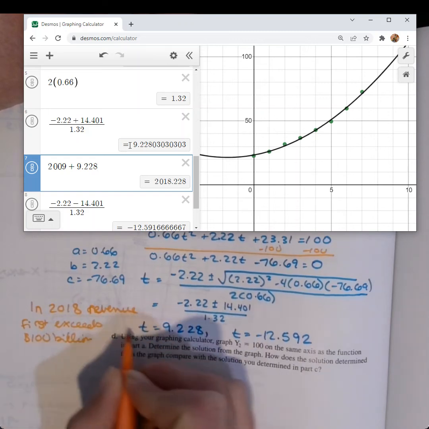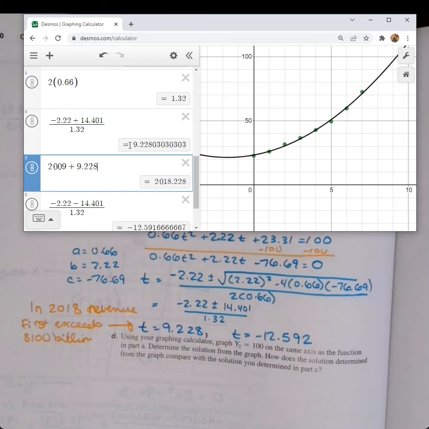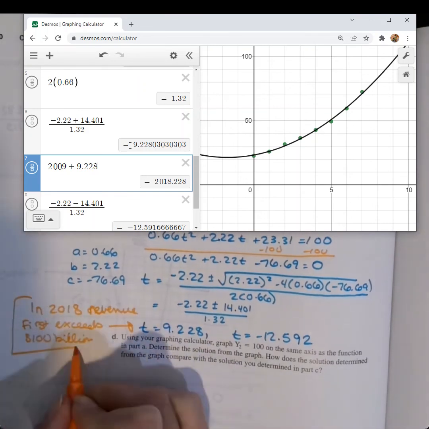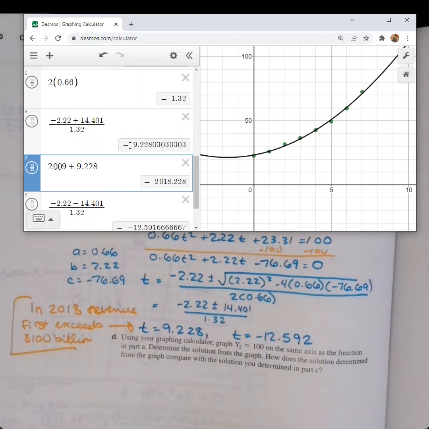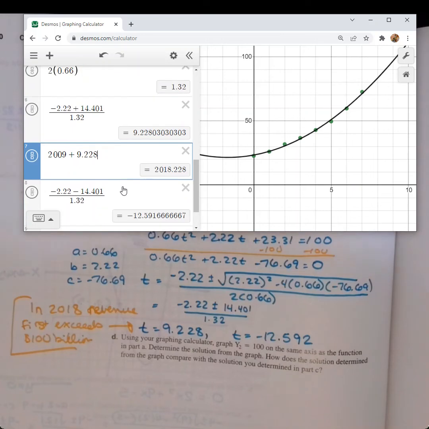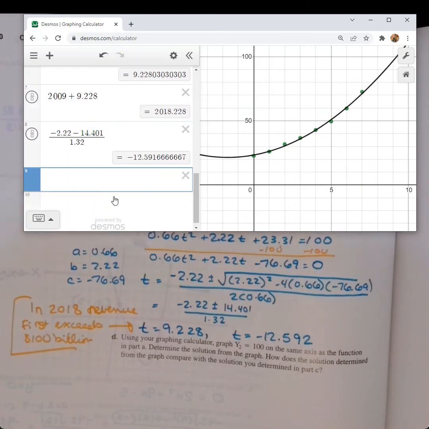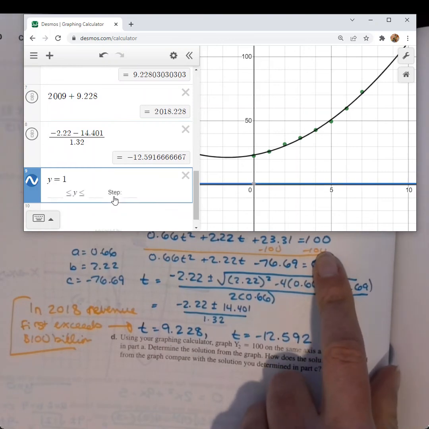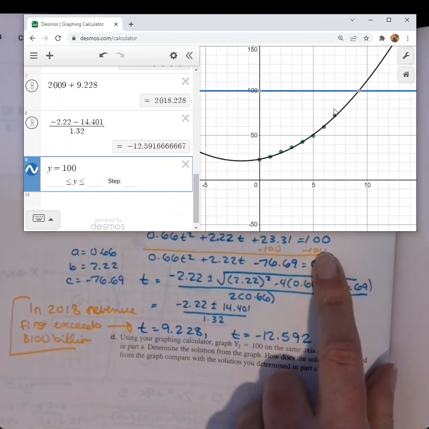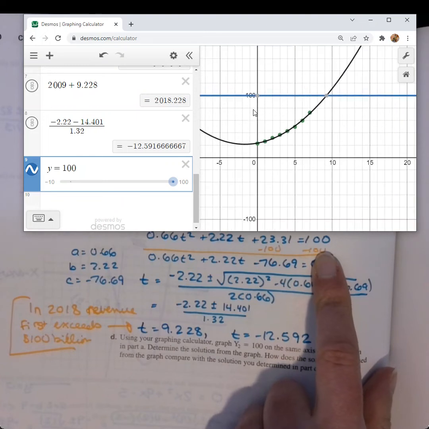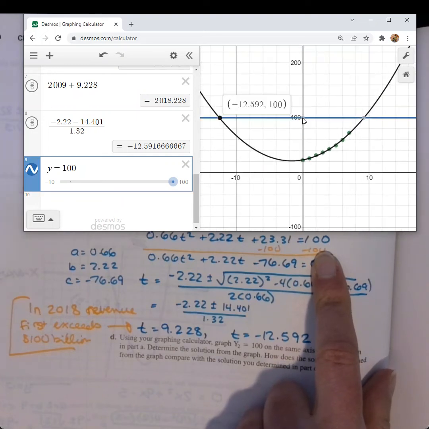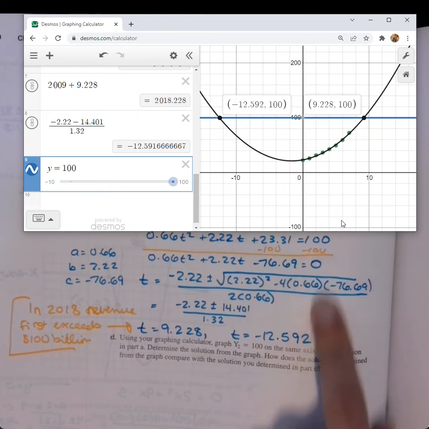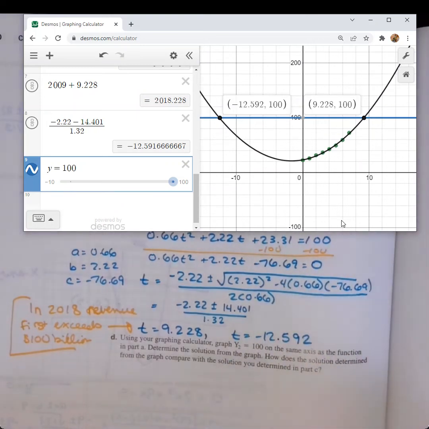Okay, and that is our meaning of this t equals 9.228 point. So they want the sentence for the explanation. Now use the calculator to find the same thing. So I had originally taken my equation and set it equal to 100. So I'm going to graph y equals 100 and 9.228, and I can find the other one as well, negative 12.529. I can find both of those answers and I get the same thing.